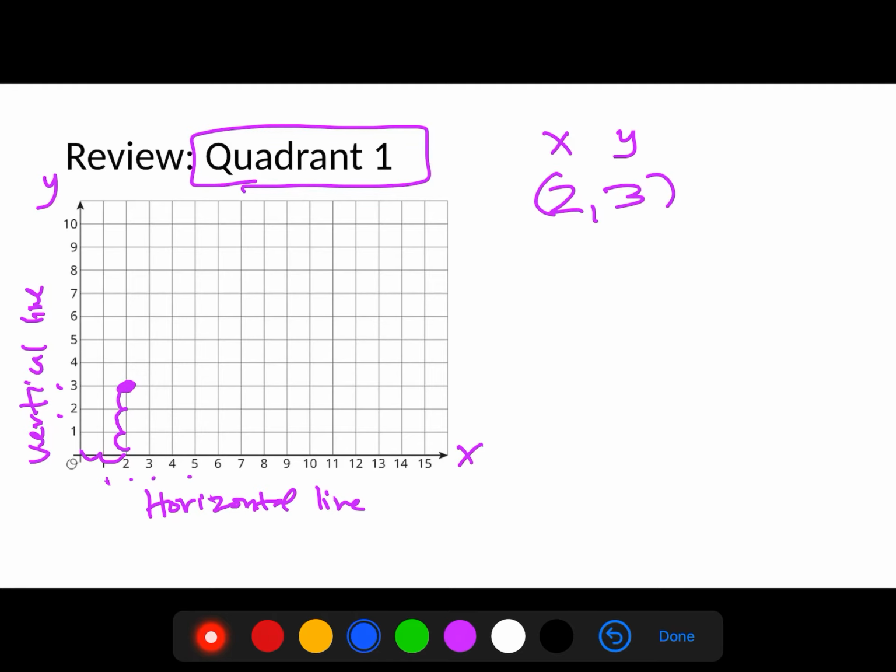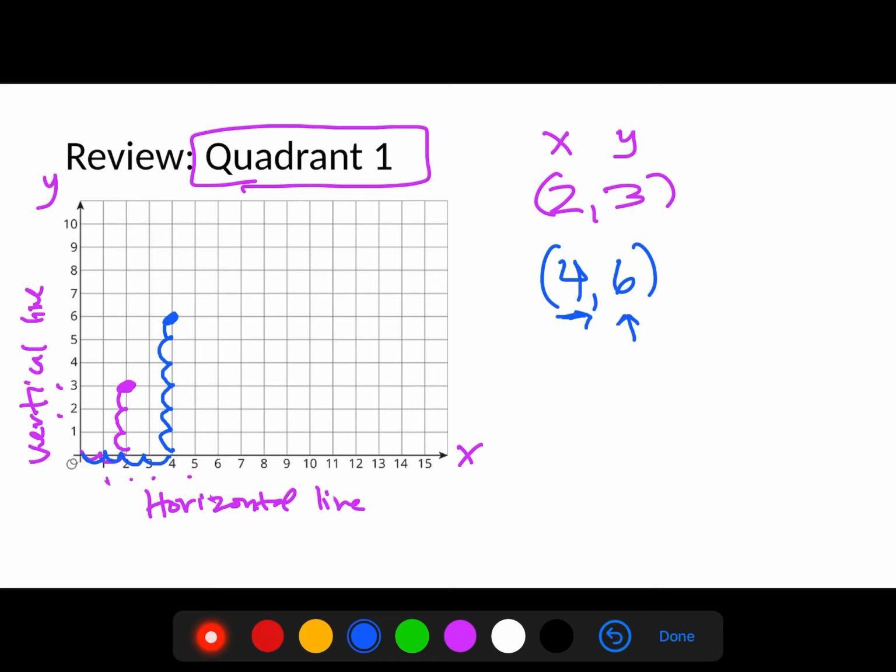Let's say you wanted to plot another point, let's say (4, 6), right? So there would be 4 horizontally and then 6 vertically. So it would be 1, 2, 3, 4 horizontally, and then from there up 6: 1, 2, 3, 4, 5, 6. So that's where this point would be.